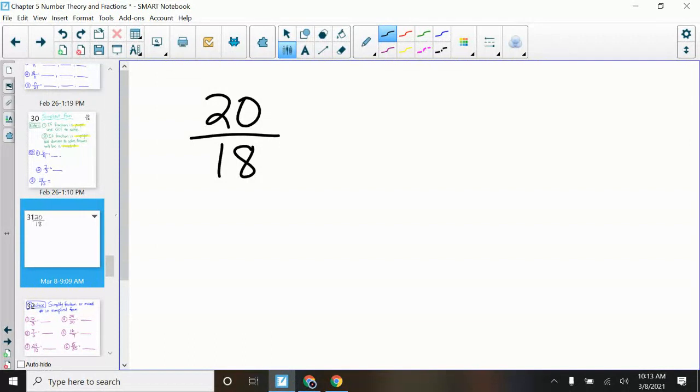So look, Allie, this thing right here turns into 1, because 18 will go into 20 one whole time. How many do I have left over? 2 over my 18. But 2 and 18 are not in simplest form because they each have a greatest common factor. There's a common number between 2 and 18. What's the number that 2 and 18 have in common?